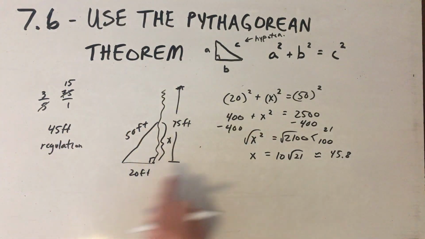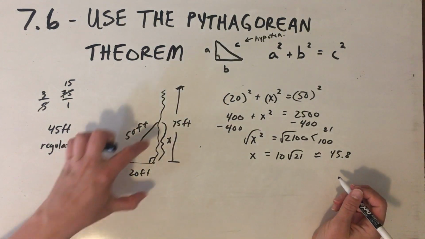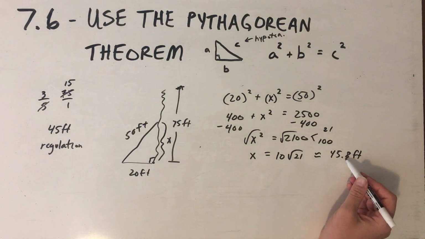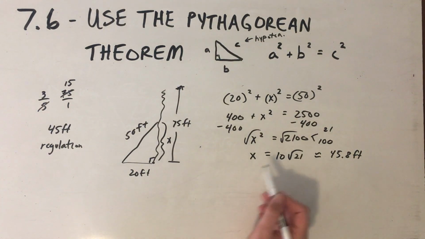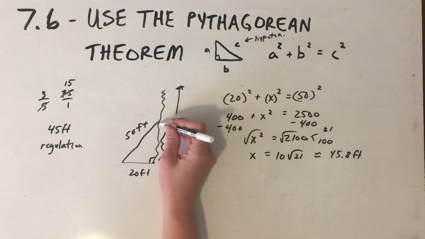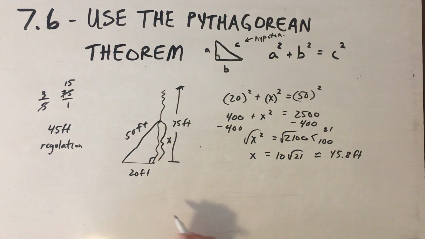So it has to be at least 45. So the question is, does this meet regulation? And because 45.8 is greater, the actual length, or where it is fastened up here, is greater than regulation, then it does meet regulation. So that is the Pythagorean theorem, and hope y'all are doing well.